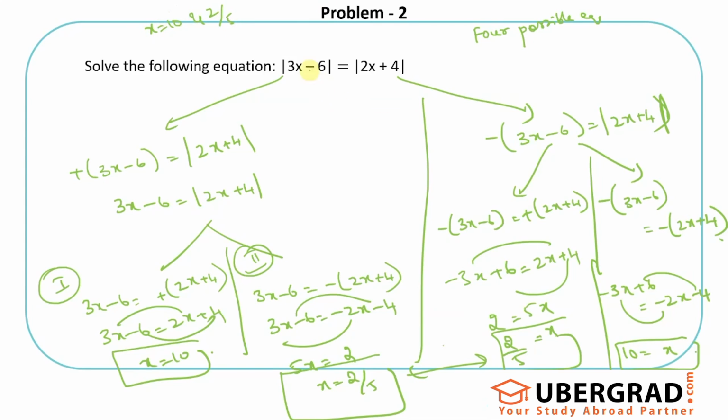So let's substitute back to check. 3 into 10, 30 minus 6, that is 24. RHS will be 2 into 10, 20 plus 4, which is 24. Perfect. For 2 by 5, 3 into 2 by 5 is 6 by 5 minus 6. So it will be 24 by 5. RHS will be 2 into 2 by 5 plus 4. So 4 by 5 plus 4 is again 24 by 5. So these two are valid values. x can be 10, x can be 0.4 or 2 by 5. Both of these values will satisfy.